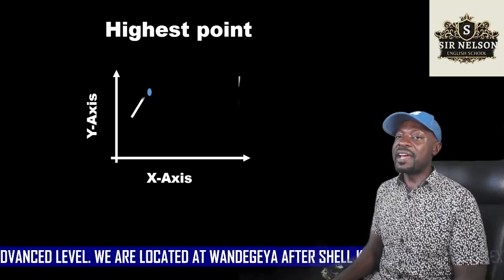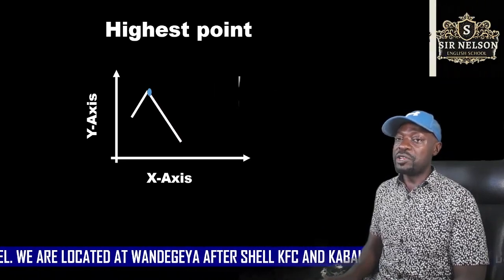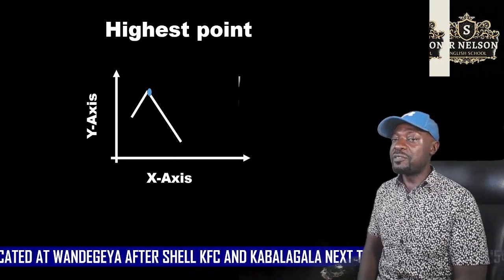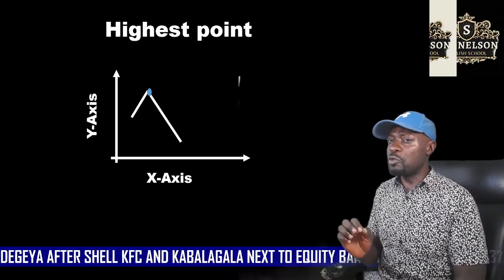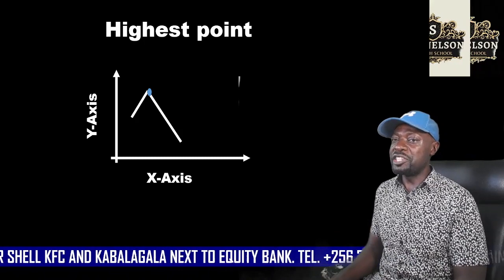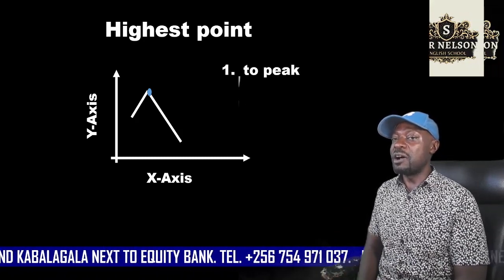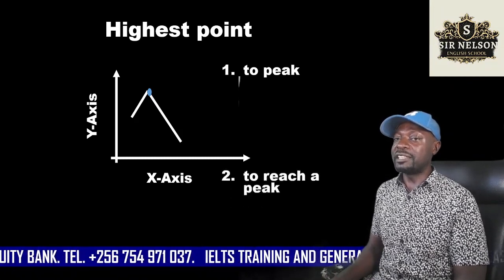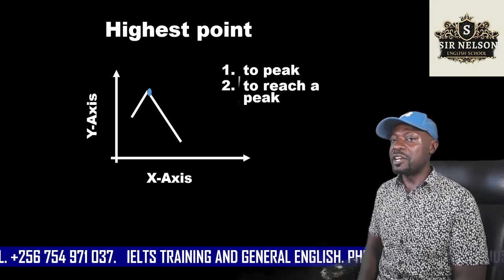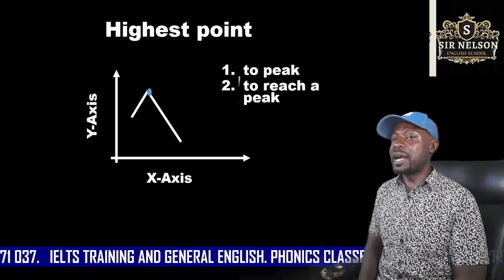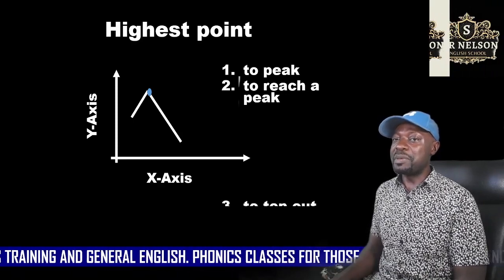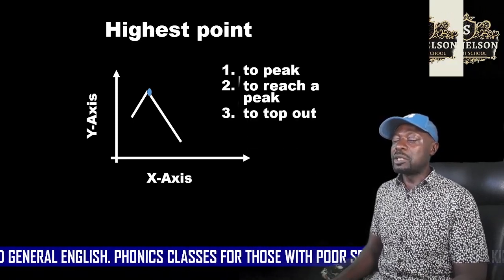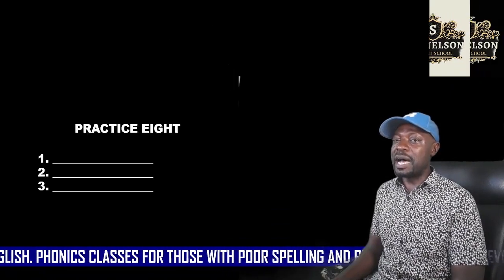We also have a highest point. When you are describing graphs, it is important to look for the highest point, and we can use this language. Peaked. The price of oil peaked. We also have to peak, reach a peak. The price of oil reached a peak. Topped out. The price of oil topped out.